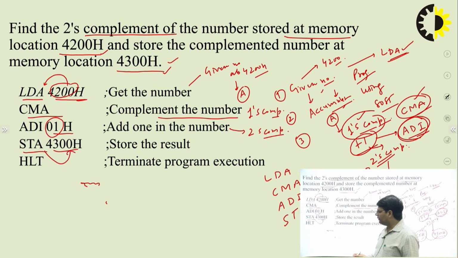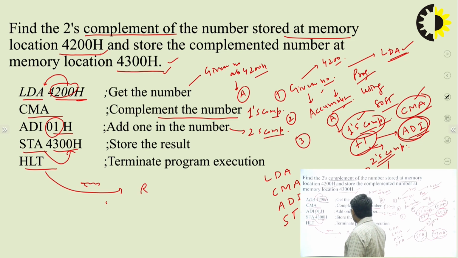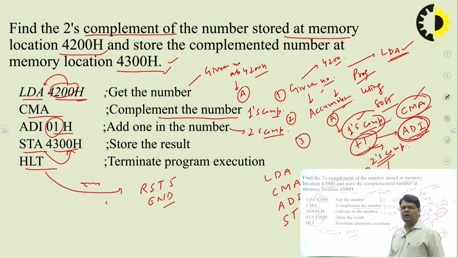Now to end the program, we can use the halt instruction, or in the 8085 we can use RST5. At the end of the program, either we can write halt or we can use RST5.